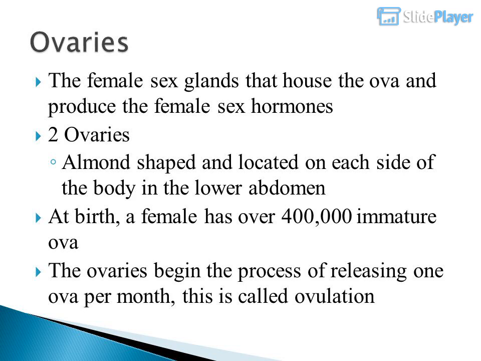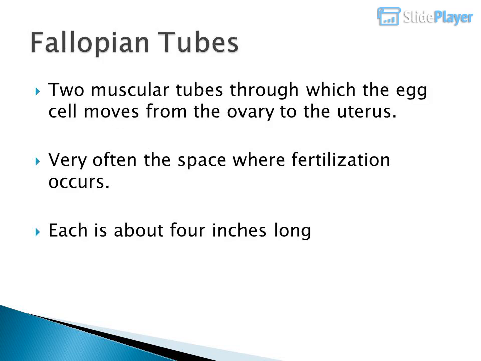At birth, a female has over 400,000 mature ova. The ovaries begin the process of releasing 1 ova per month. This is called ovulation.